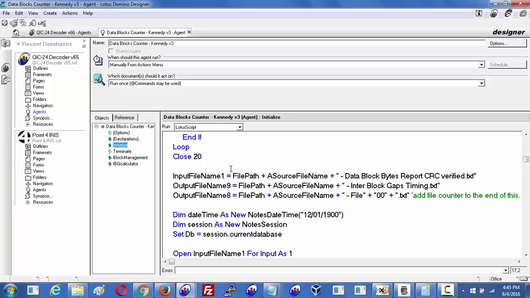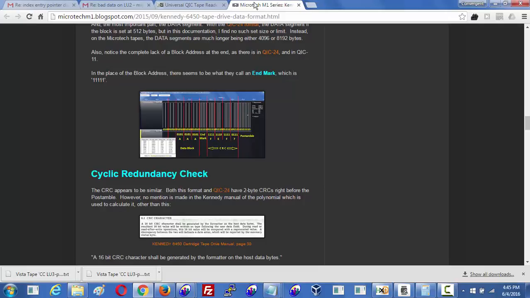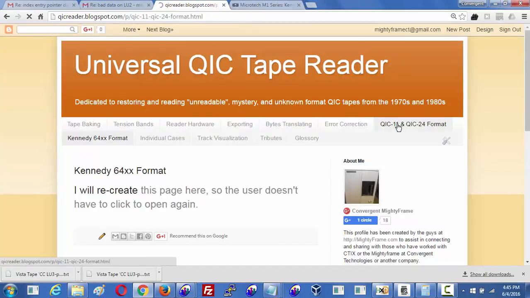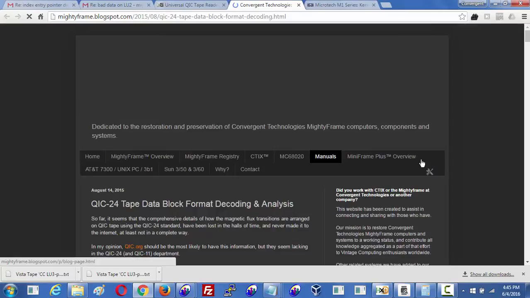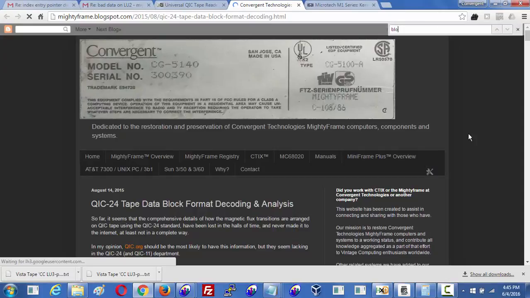This is my code written in LotusScript, and it actually serves two purposes. A variation of this program, when running on QIC 11 or QIC 24 data format, gives me a count and a comparison of the sequential blocks versus the number in the block address that the blocks identify themselves as. We can't do that here because there's no block address section whatsoever. I think I'm going to show you what I mean, because I've mentioned that a couple of times. Let's go over here to the QIC 11 and QIC 24 format, and I'm going to show you what I mean by block address.